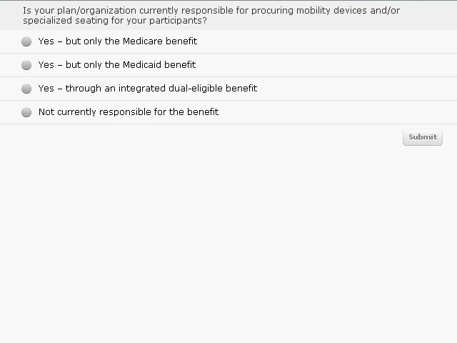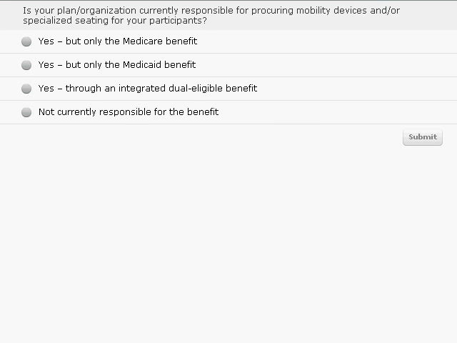Is your plan or organization currently responsible for procuring mobility devices or specialized seating for your participants? Would you please choose your answer and submit, and we will review that in a minute.